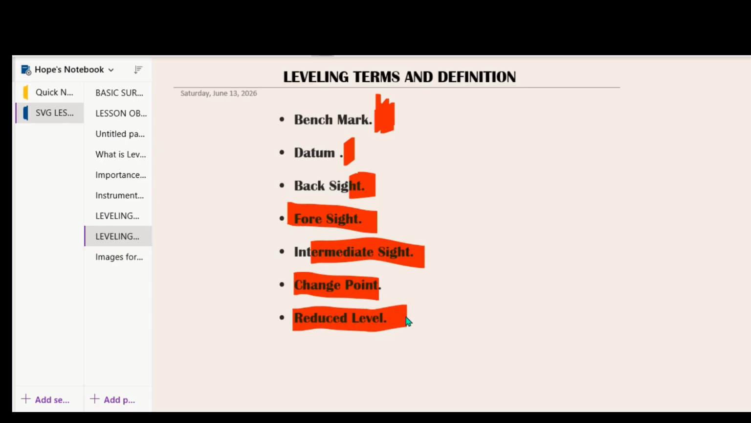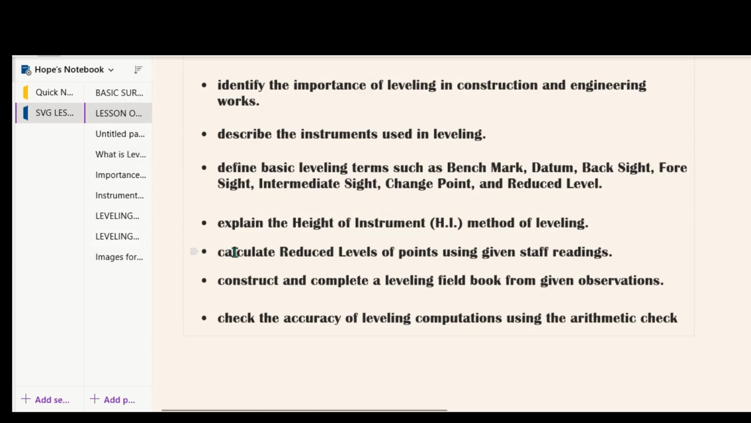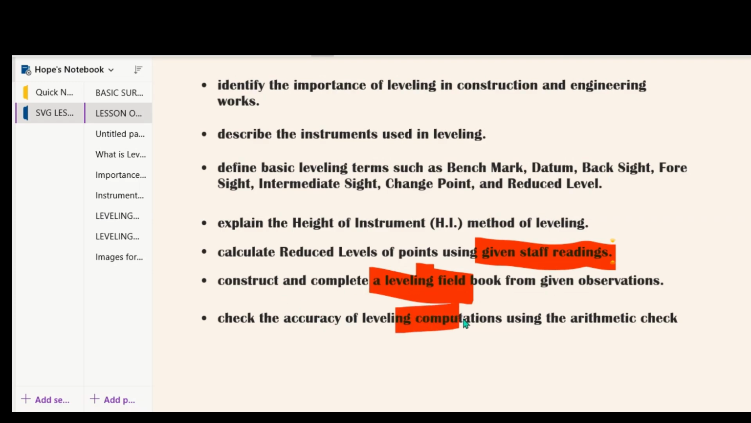All right. So our next lesson description will be calculating reduced level of points using given staff reading. We have just done this. So there's no point doing this one again, unless we are going to be given questions to calculate. We are going to use height of instrument to do that. So we are going to do this with another question. We are also going to complete and construct. We are also going to do this too.